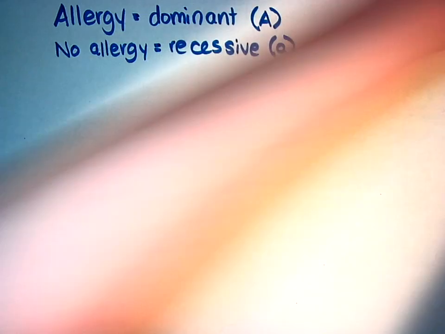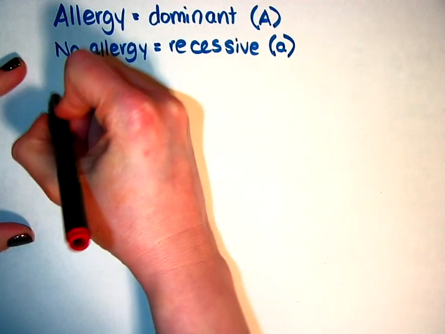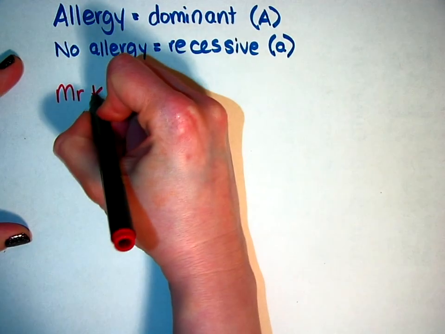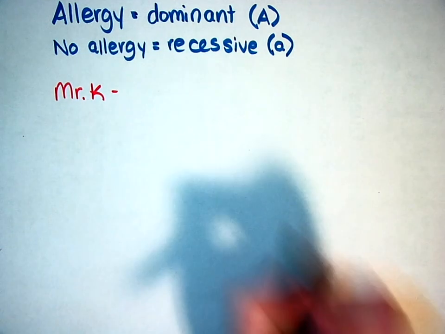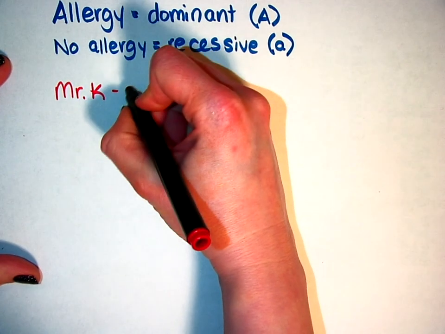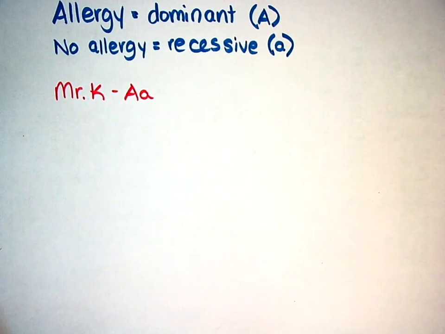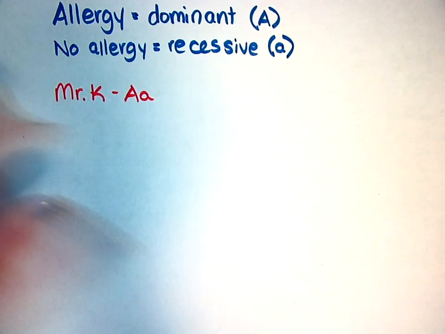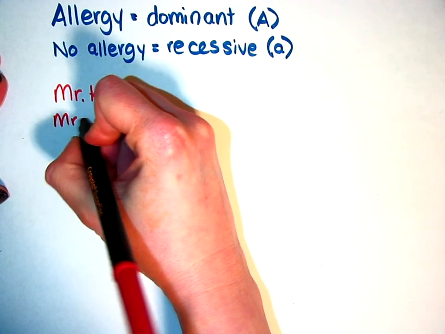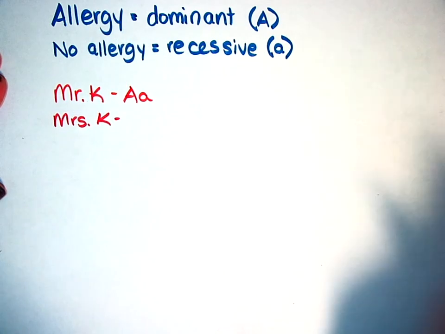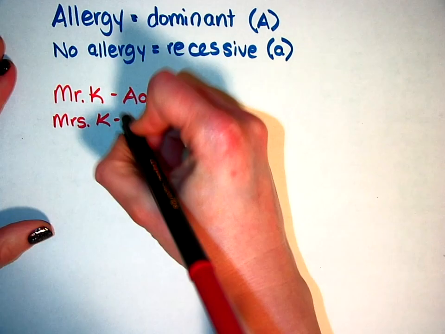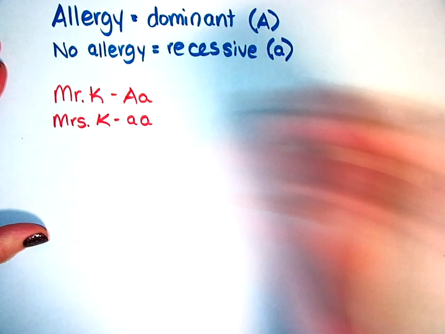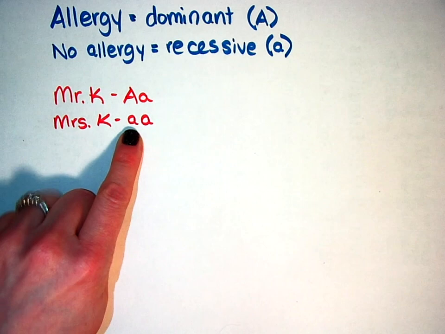So, Mr. Kurnit, he is really allergic to cats. So we're going to assume, we don't know this for certain without testing, but we're going to assume he is heterozygous for that trait. And Mrs. Kurnit, myself, I am not allergic to cats. I love cats. So that means I must be homozygous recessive.